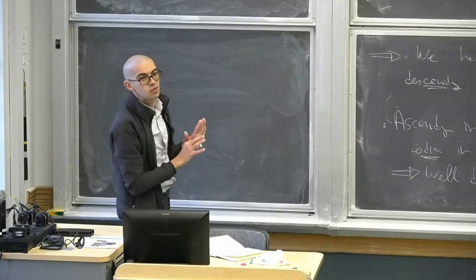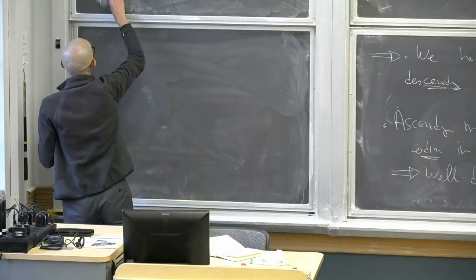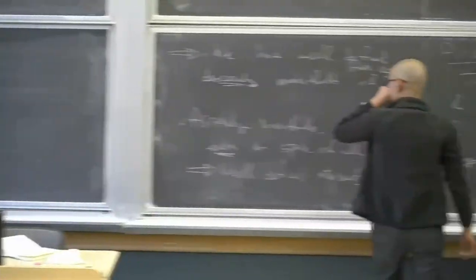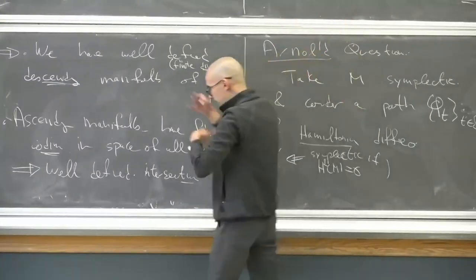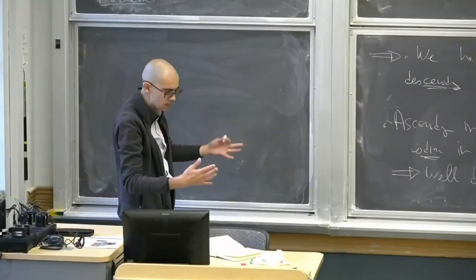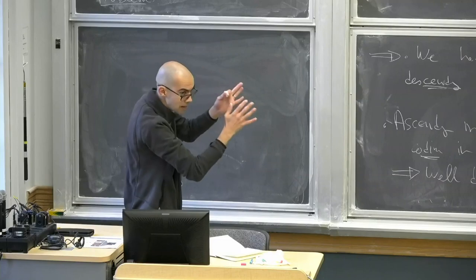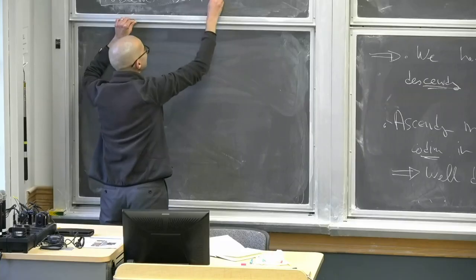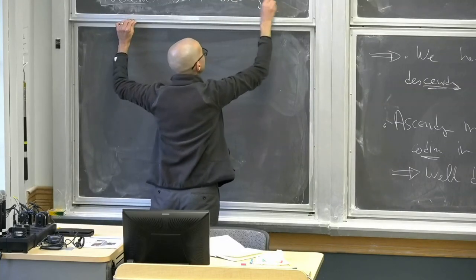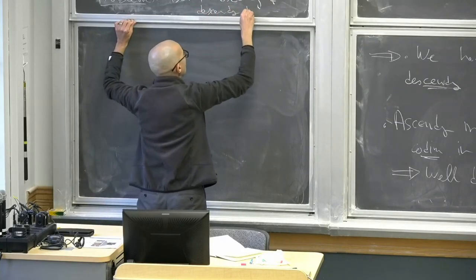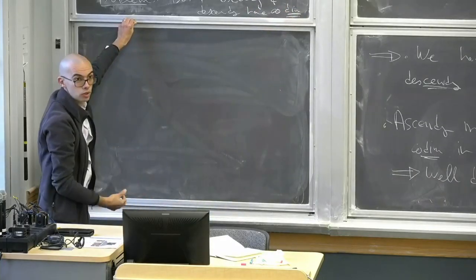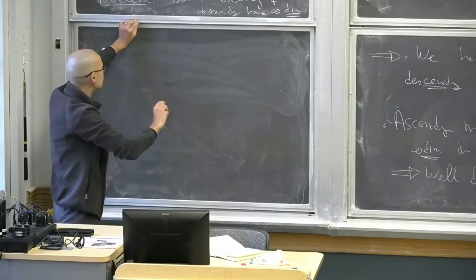But this folklore idea nobody could implement because of the following problem. Unlike the setting that Morse studied, where Jacobi fields tell you that descending manifolds are finite dimensional and ascending manifolds are finite codimension, so you can make sense of intersection between them, here both ascending and descending have infinite dimension. So it's not clear at all how we do intersection, and this is completely obvious to see. So let me just explain.